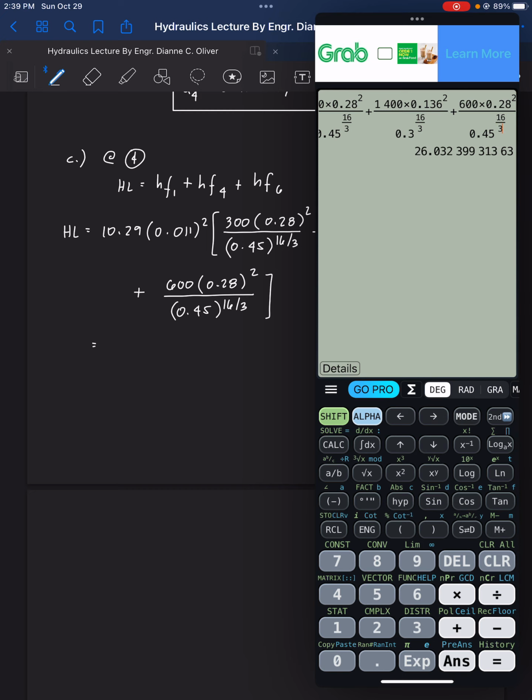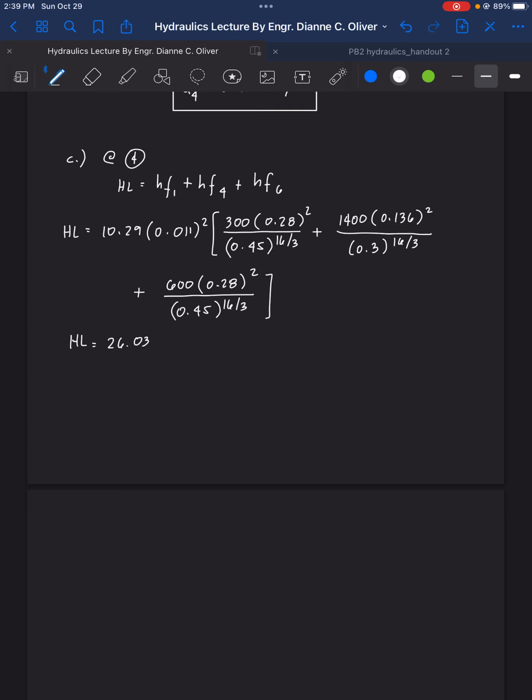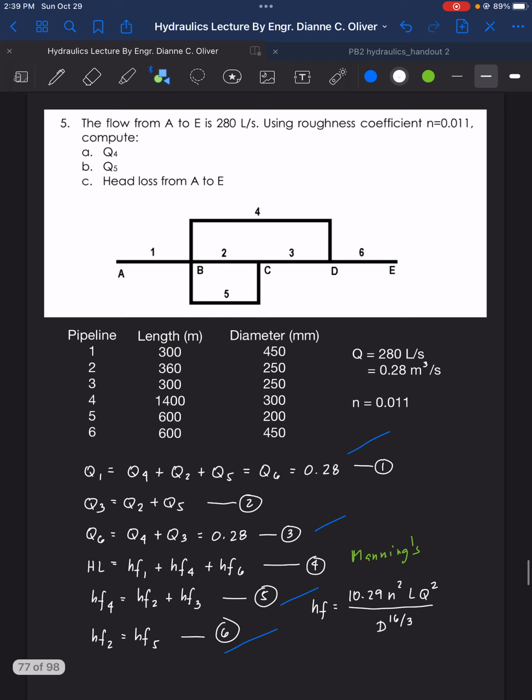So 26.03. Head loss, total head loss is equal to 26.03 meters. So that's for example number 5.